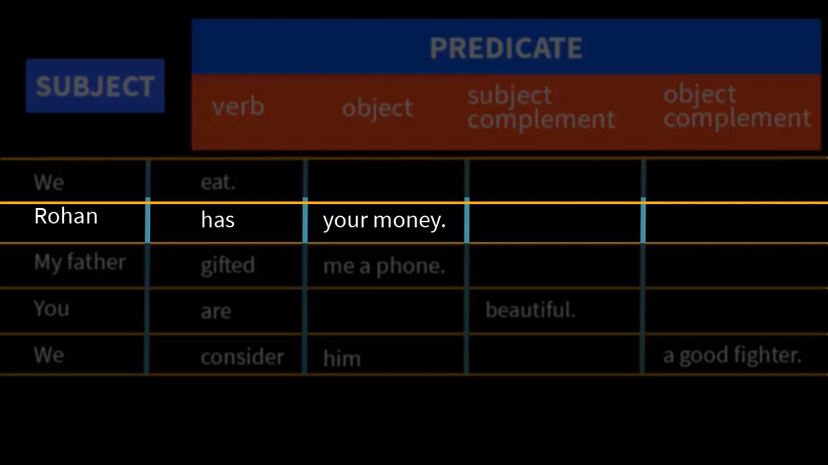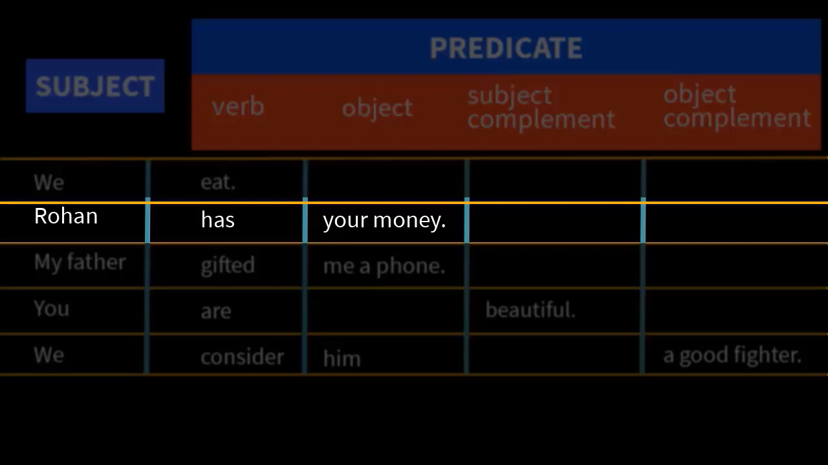So here you need to have the object to make the sentence grammatical, to have a particular meaning, to make the sentence render the meaning it wants to render, right? So here your money, which is a noun phrase working as the object of the verb, is necessary for the sentence to be grammatical, right? So here, has your money is the predicate, which has two elements in it. Has, verb, your money, object, right?